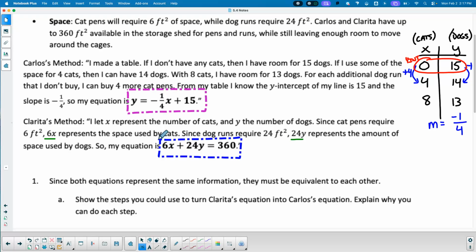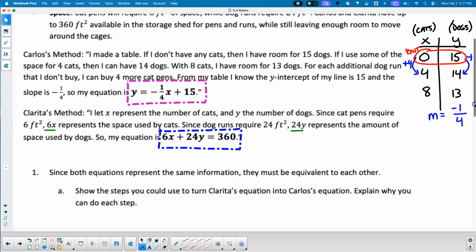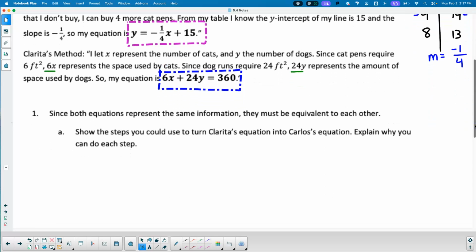Now, both of those equations are for the same area, right? So both of those equations should be the same, right? Okay. So let's take Clarita's equation. Clarita's equation was 6x plus 24y equals 360. And we need to make it become Carlos's equation.